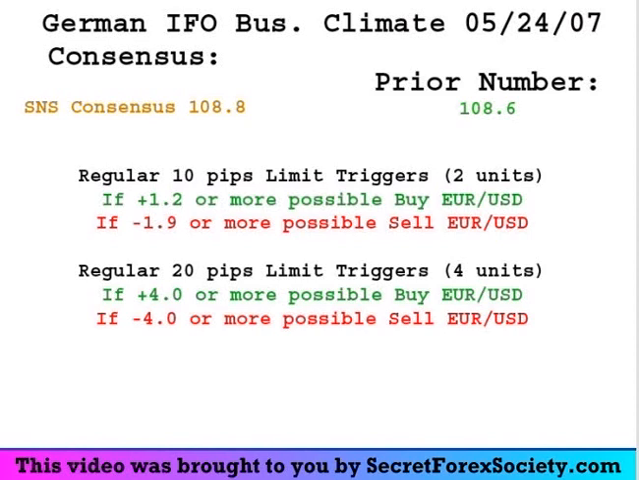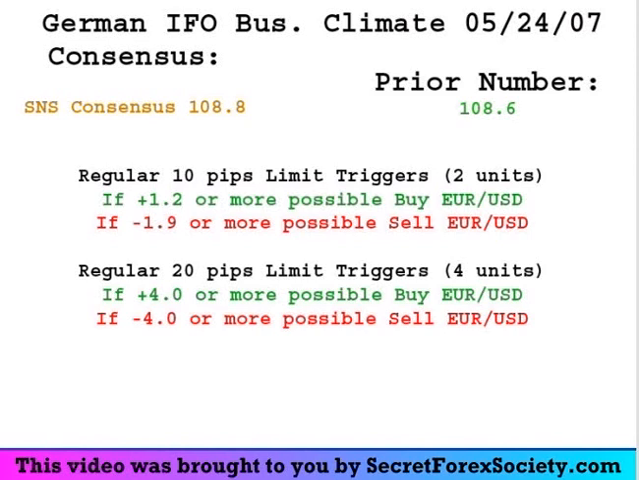Now the German IFO index has 3 parts. It has IFO current assessment, and remember, that's a survey where they ask them, well, how's your business doing now? That's a current assessment. Then they have IFO expectations, which is a second survey that basically says, how do you think your business will do in the next 3 months? And they have the business climate. And business climate is a combination of assessment and expectations. Okay?